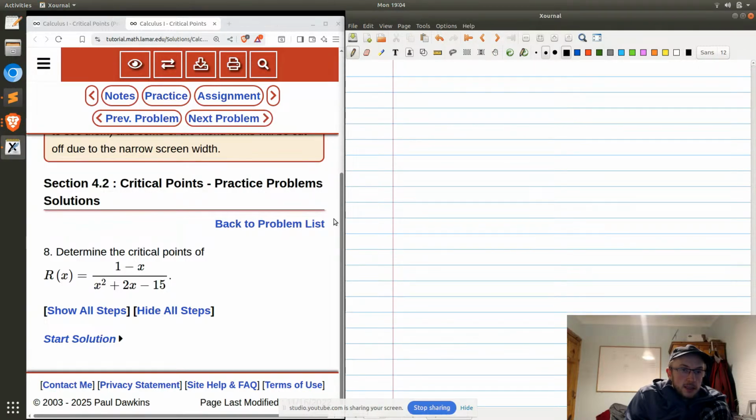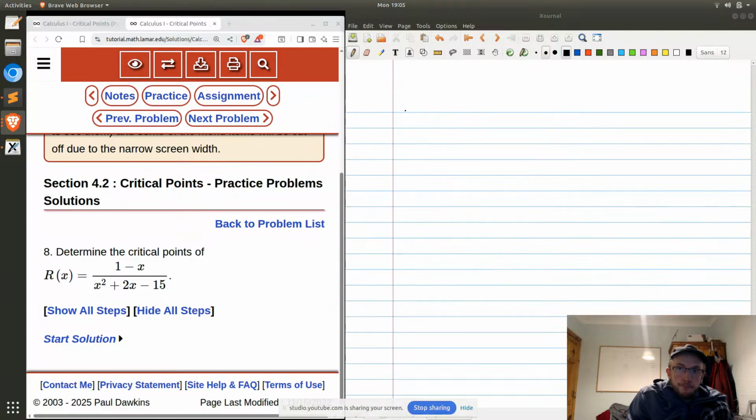Problem 8. Determine the critical points of r of x, where r of x is 1 minus x all over x squared take 2x take 15. Okay, so we need to find r prime first.